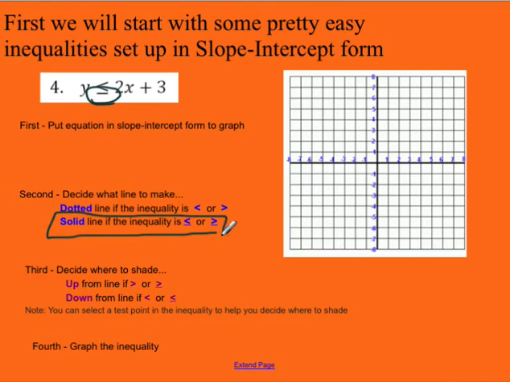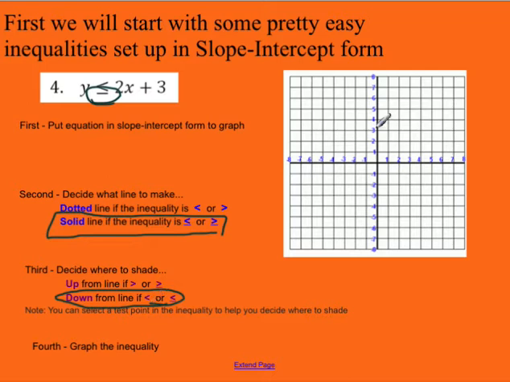Now for part 3, if the alligator is facing towards the y, if the alligator is eating the y, you're going to shade up because we have a happy alligator. If the alligator is facing away from the y, it's not eating the y, then you're going to shade down. So those are the two decisions that we had to make. You do want to make sure you make note of that on your steps for me, please. And last but not least, we need to graph the inequality.